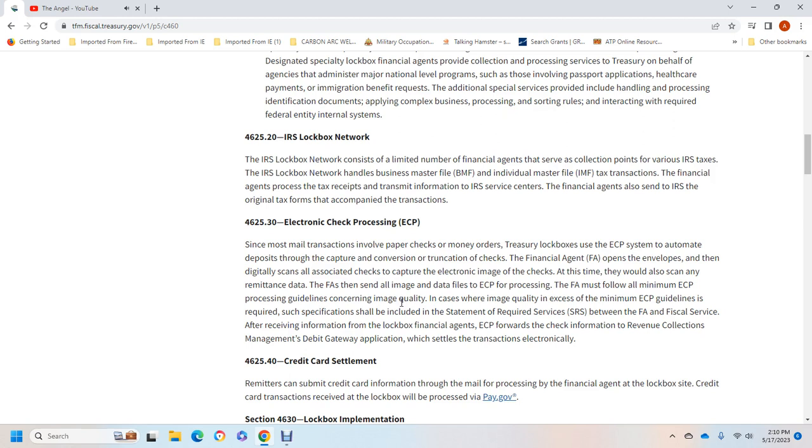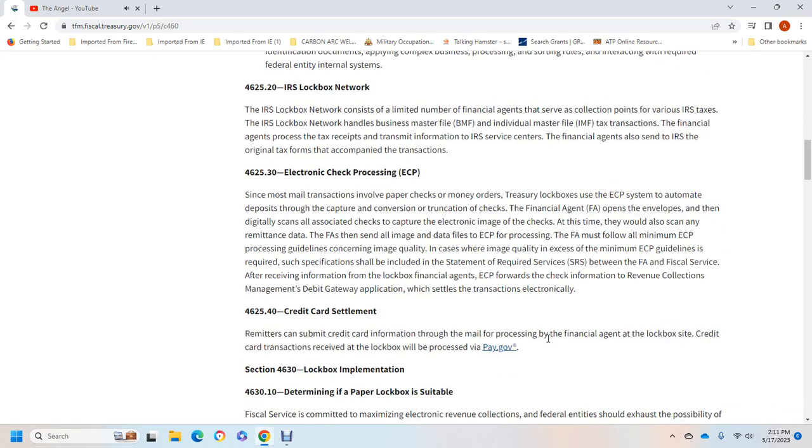The financial agent will then send the image of the data with the electronic check processing. For processing, the financial agent must also meet the minimum electronic check processing guidelines concerning image quality. In cases where image quality in excess of the minimum guideline is required, the specification is included in the statement of required services between the financial agent and official services. After receiving information from the lockbox financial agent, electronic check processing forwards the information to the revenue collection management gateway, through which the application would settle the transaction electronically.